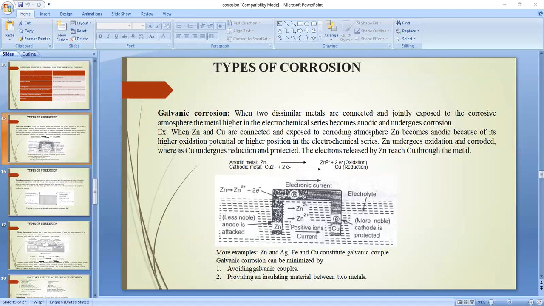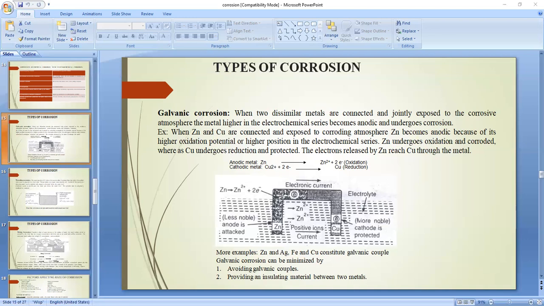Next, coming to the pitting corrosion. In case of pitting corrosion, when a metal is taken, if we find any cracks or pits or pinholes on the surface of the metal, through those cracks or pinholes present on the surface, the diffusion of oxygen takes place. Once the oxygen gets diffused into the metal, thereafter the iron metal undergoes oxidation, liberating Fe2+ ions and electrons.